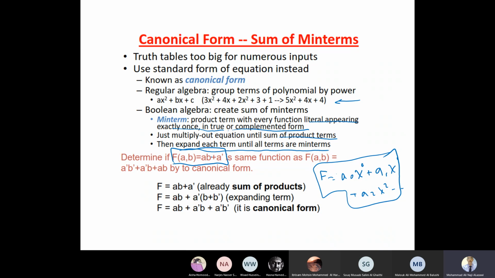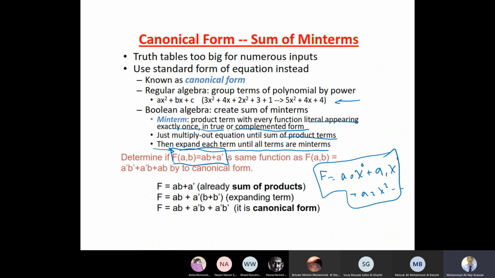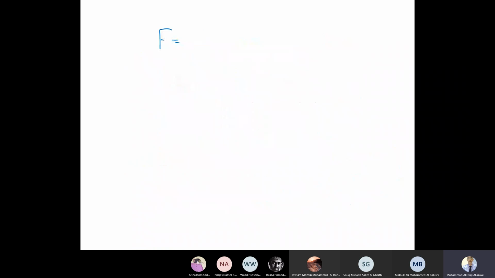F of AB equal AB plus A prime. Actually, this is not minterm. I'll explain to you. When I say minterm, that means F equal, if I have ABC, what we have here, we have AB only. Then I should have all the terms: A prime B plus A B prime plus A prime B prime. Okay? Any function should contain or should be formed in this form.